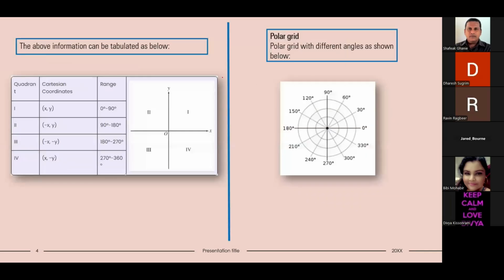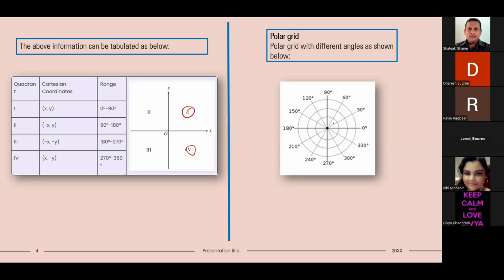We have a table below here and a diagram showing what's happening. Based on our previous knowledge, the first quadrant gives us a range of angles from 0 to 90 degrees. The second quadrant gives us from 90 to 180 degrees. The third quadrant is 180 to 270 degrees, while the fourth quadrant is 270 to 360 degrees. And you can see the way the x and y values are negative and positive. So y is positive in the second quadrant, x is negative, and so on.